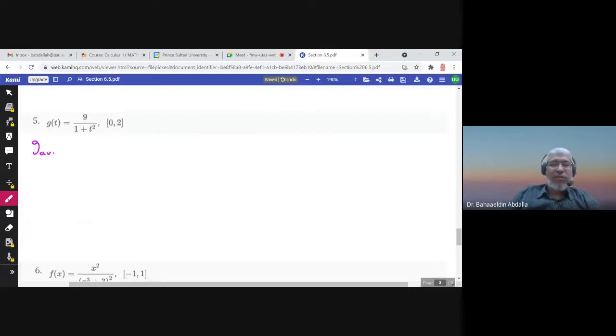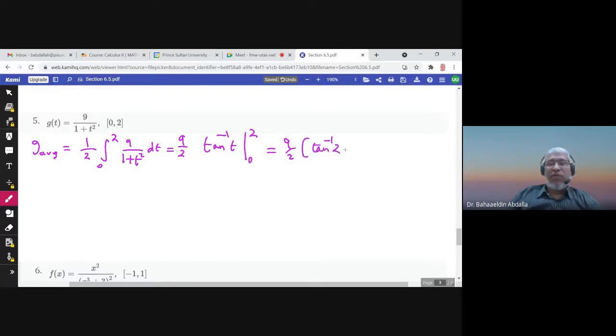G average equals 1 over 2 minus 0, integral from 0 to 2, 9 over 1 plus t squared dt. This 9 is a number, I'll take it out. And the integral of 1 over 1 plus t squared, if you remember, is tan inverse of t from 0 to 2. So the answer is 9 over 2 times tan inverse 2 minus tan inverse 0. But tan inverse 0 is 0. So the answer is 9 over 2 times tan inverse 2. This is the average value of this function.